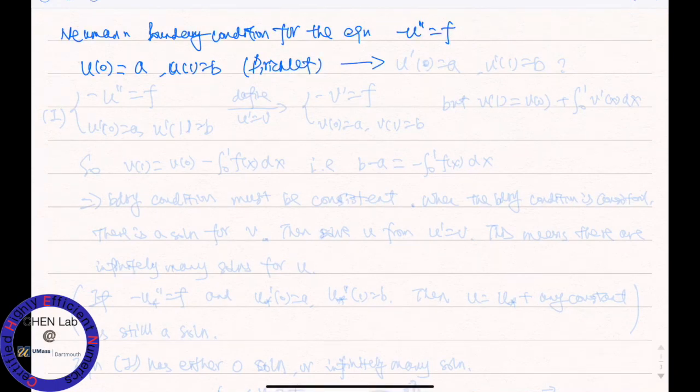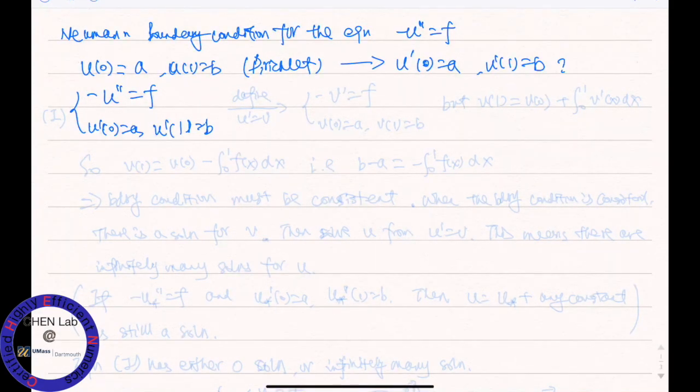This changes to maybe we give another condition, as you may recall from an ODE differential equation class. Another way is to specify u prime. Maybe u prime of 0 is equal to a, and u prime of 1 is equal to b. So in other words, we have negative u double prime equal to f, u prime of 0 is a, u prime of 1 is b. So anything wrong with that?